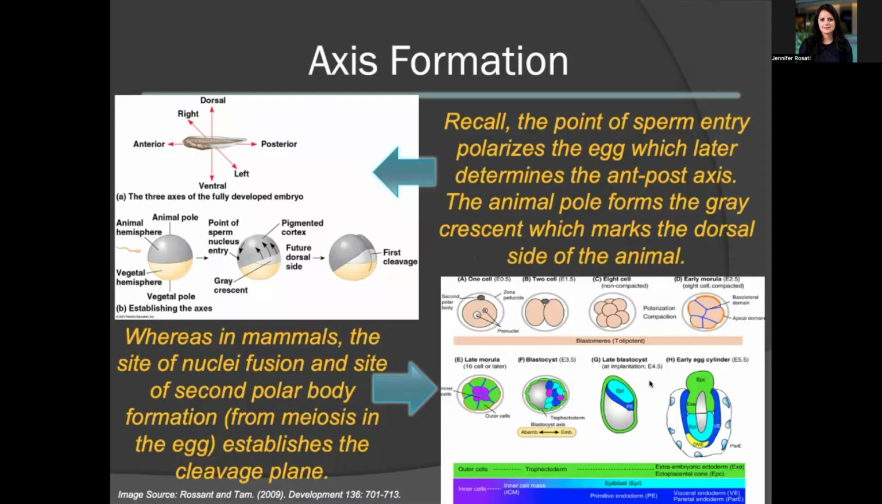If you recall in the frog embryo, the point of sperm entry helps to polarize the egg. This will later then determine the anterior to posterior axis. In general, the animal pole forms the gray crescent and marks the dorsal side of the animal. In mammals, however, the site of nuclei fusion and the site of the second polar body formation from continued meiosis in the egg helps to establish the cleavage plane, thus helping to establish the overall axis for the embryo.